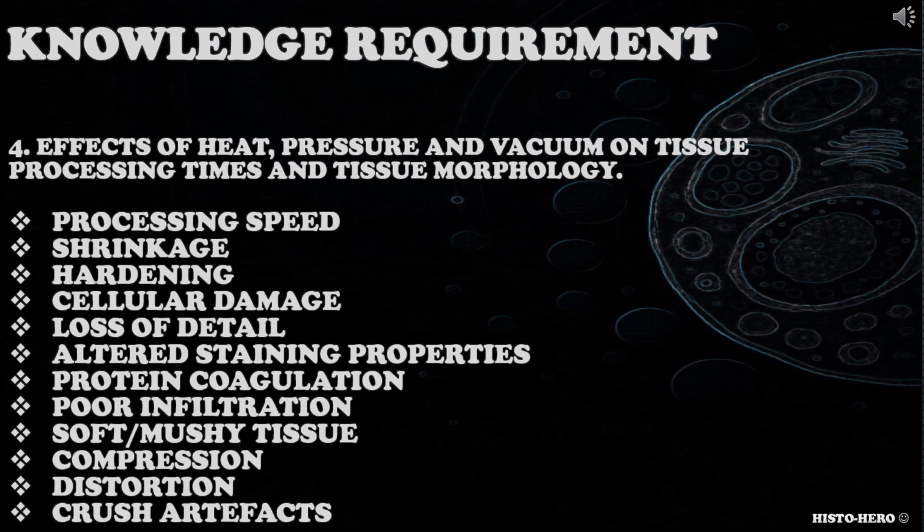Consider how heat, pressure, and vacuum affect the overall speed of processing, how they can affect tissue morphology and lead to shrinkage, hardening, cellular damage, loss of detail, altered staining properties, protein coagulation, poor infiltration, soft mushy tissue, compression, distortion, crush artifacts, and so on.